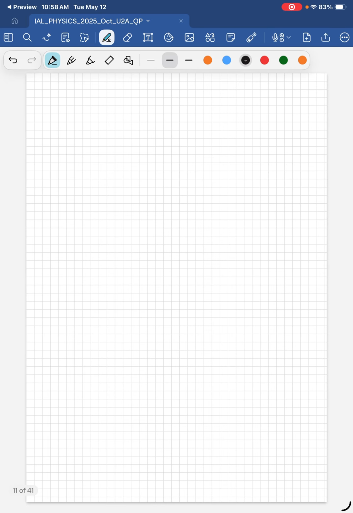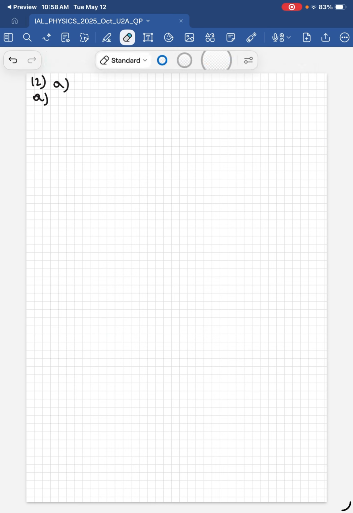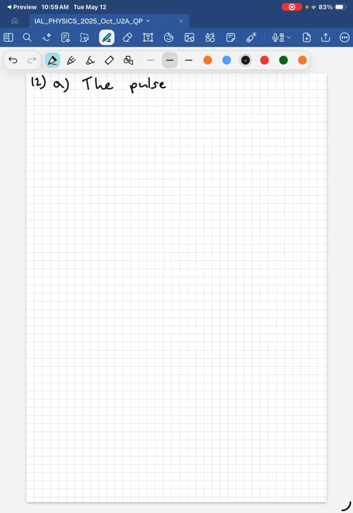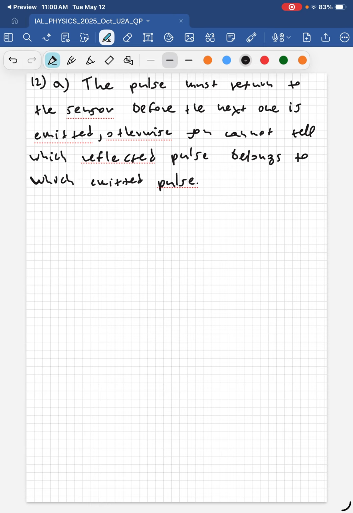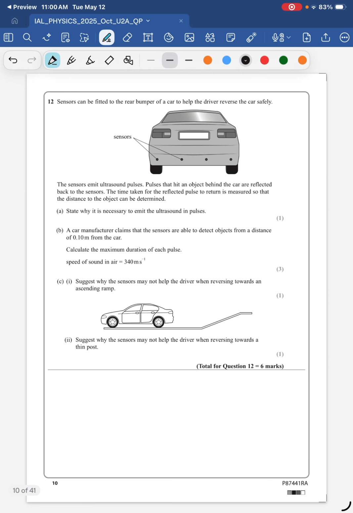So let's use a clean page. So this is question 12, part A. All right, so the pulse must return to the sensor before the next one is emitted. Otherwise, you cannot tell which reflected pulse belongs to which emitted pulse. Okay, and that's the answer. I mean, it's more than enough, I think.